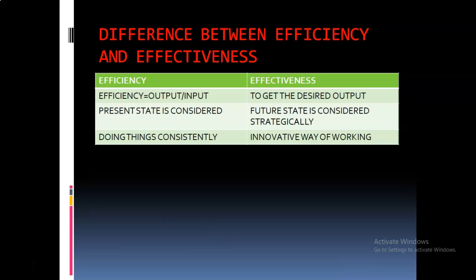Means in efficiency we work on a present, day-to-day basis. We run the process according to the day-to-day procedure, means all the processes that we run will hit the target, while in effectiveness we consider our plans from a future point of view. Efficiency is doing things consistently, while effectiveness is an innovative way of working. Okay, so this is the difference between efficiency and effectiveness.